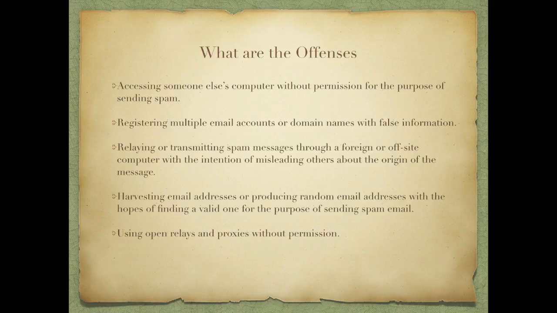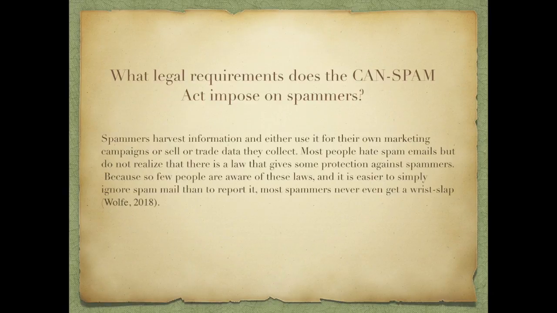What are the offenses? Accessing someone else's computer without permission for the purpose of sending spam, registering multiple email accounts or domain names with false information, relaying or transmitting spam messages through a foreign or off-site computer with the intention of misleading others about the origin of the message, harvesting email addresses, or producing random email addresses with the hopes of finding a valid one for the purpose of sending spam email, and also using open relays and proxies without permission. What legal requirement does the Can Spam Act impose on spammers?